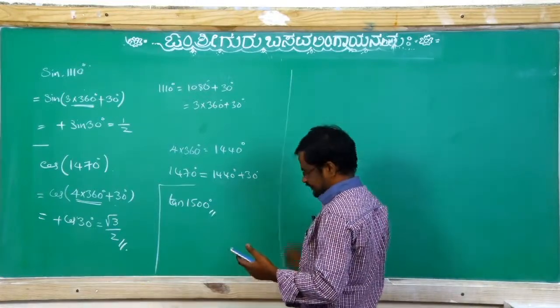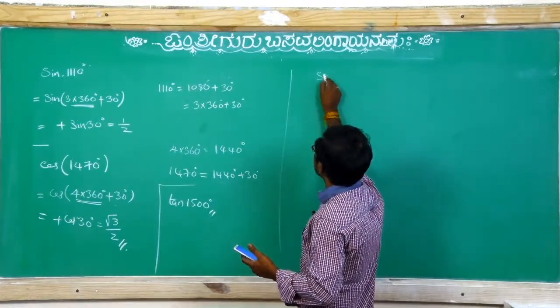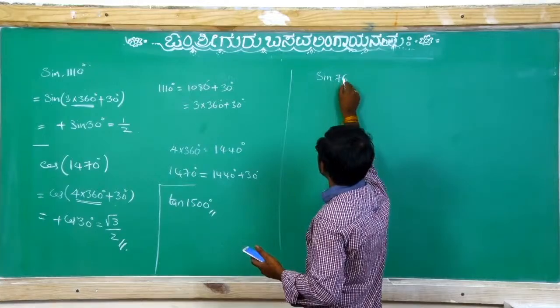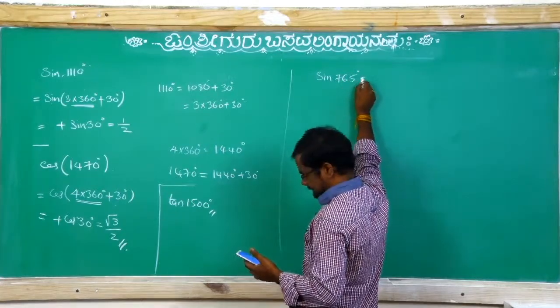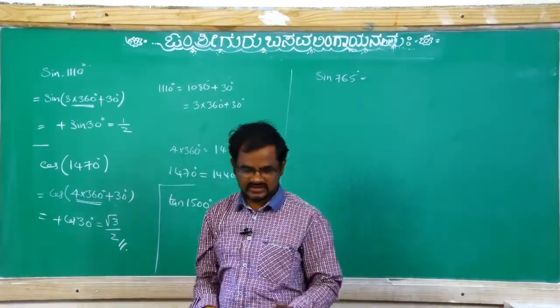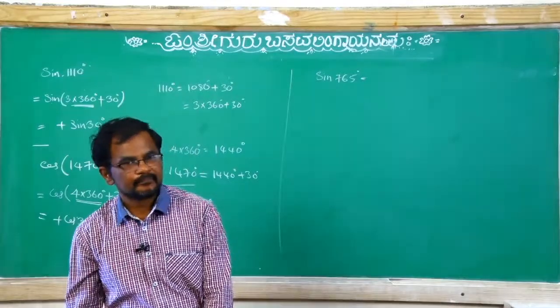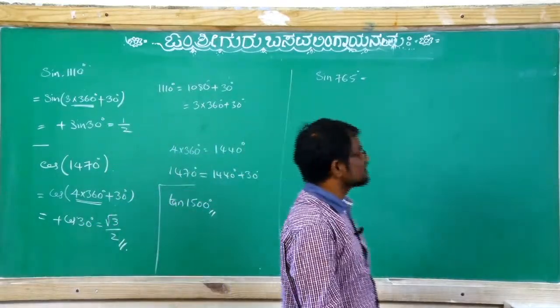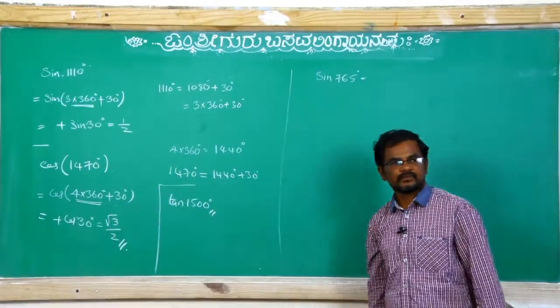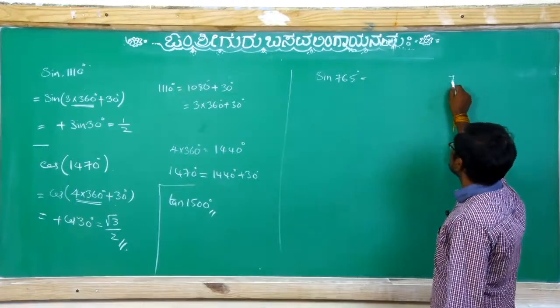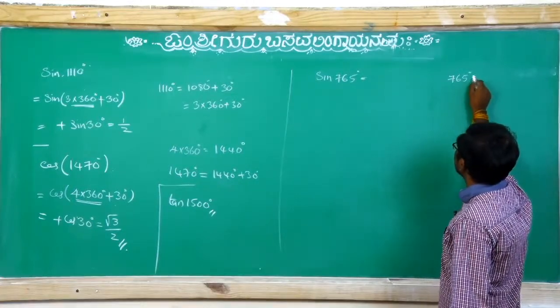Next one, sin 765 degrees equal to... sin 765, how to write 765 degrees.